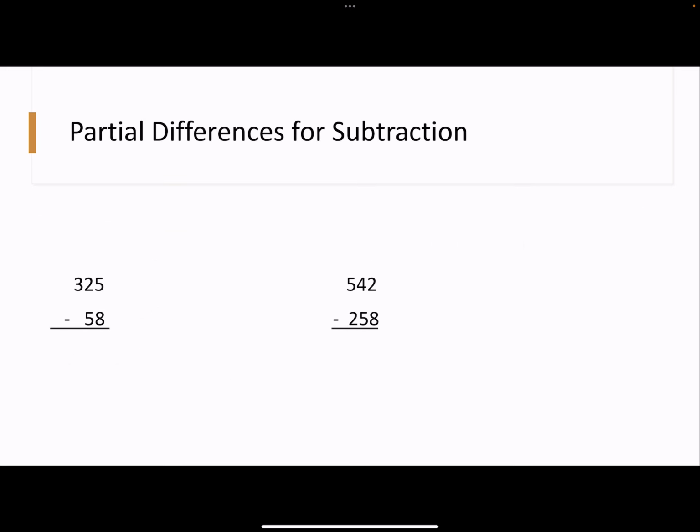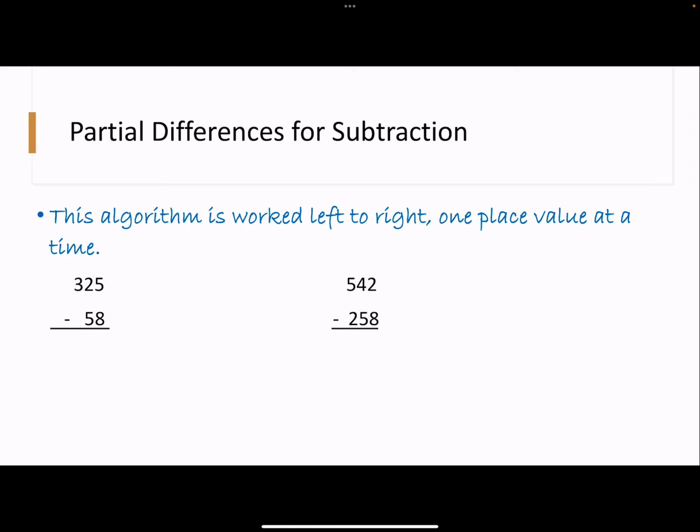Let's look at a different algorithm. Let's talk about the partial differences algorithm for subtraction. This is an algorithm where, instead of working right to left, we're going to work left to right, one place value at a time. What I mean by that, if we take 325 and we subtract 58 from it, we're going to start with our hundreds place. So I have a 3 in my hundreds place, so I'm going to take 300 and I have 0 in my hundreds place in my second number. So 300 minus 0 is 300.